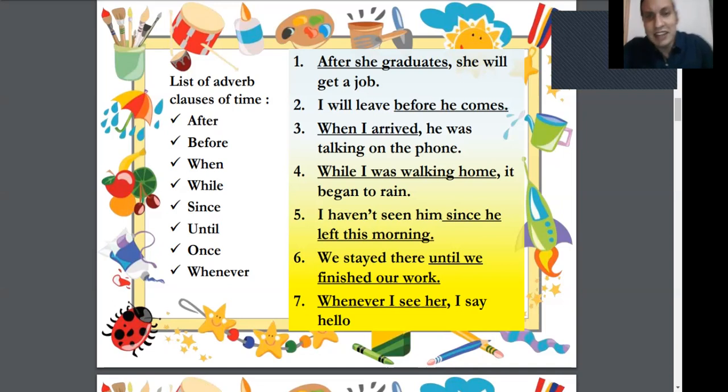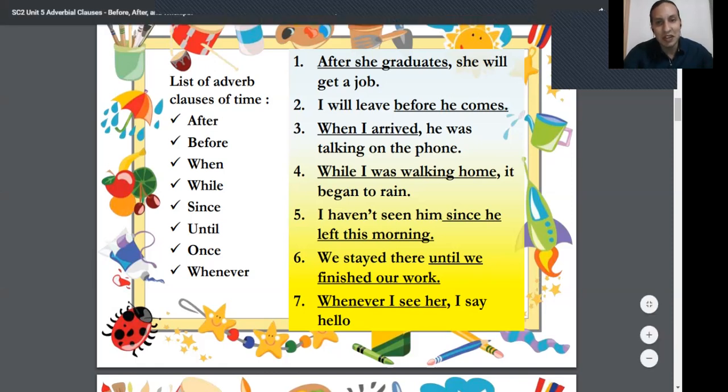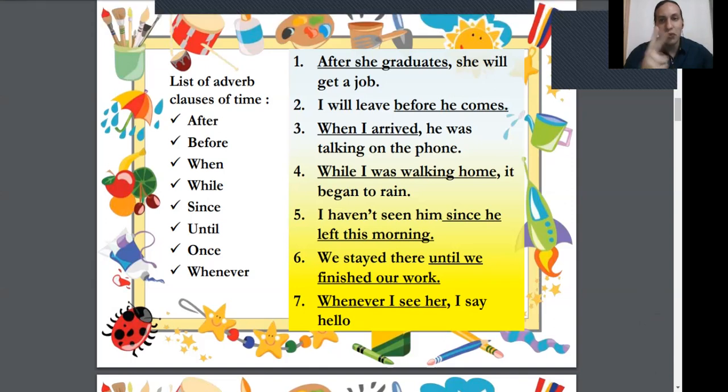And here are some examples, right? After she graduates, she will get a job. So as you can see, when you use the adverb in the beginning part of the sentence, you put a comma on the second part, right? But when you use the adverb on the second part of the sentence, the adverb takes the place of the separation. So you don't need a comma. Here's a comma, no comma. Don't forget you can flip it both ways depending how you want to say it.